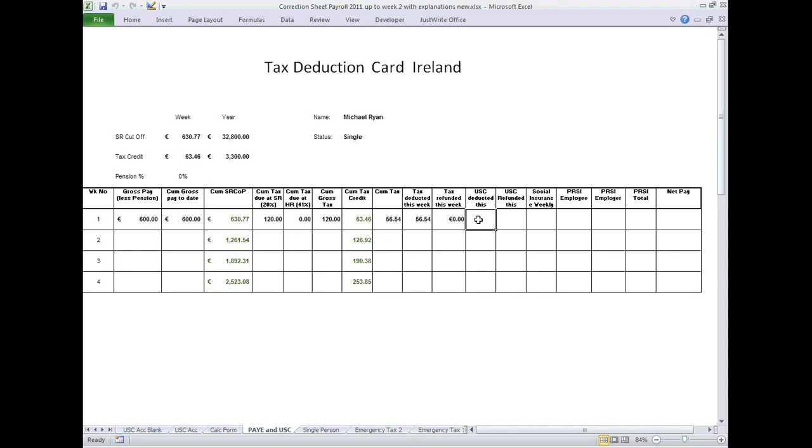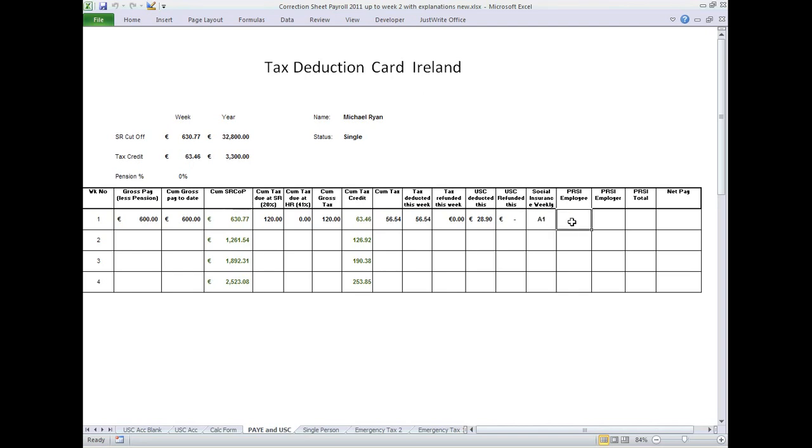USC deducted this week, we'll do that off sheet. Is that okay? We're just going to put in an amount here anyway. We're saying 28.90, and he's not going to get any USC refunded. That's going to be blank. His social insurance, or weekly, we're just saying this is what rate he's on. You could just tick that off, but I'm just putting in A1 anyway.